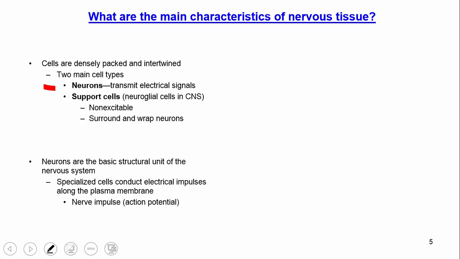Another thing we want to note is that neurons are the basic structural unit of the nervous system, right? They conduct those electrical impulses along their plasma membranes. Something we call the nerve impulse, or it's an action potential that travels down the membrane. We've talked about this before. A word we often associate with the beginning of this cascade of electrical impulse is something called depolarization.